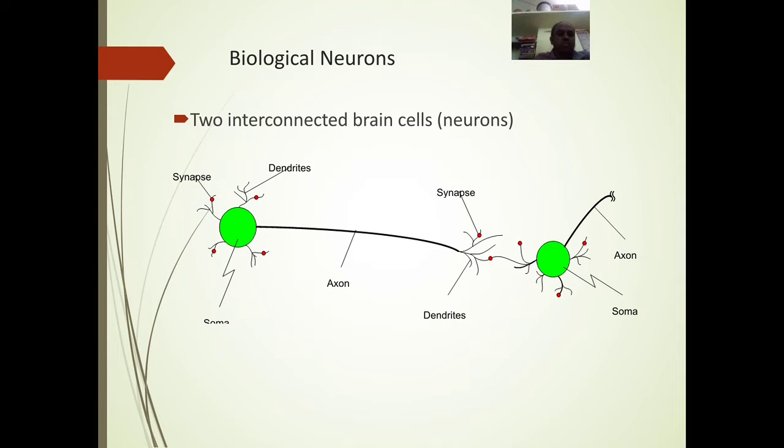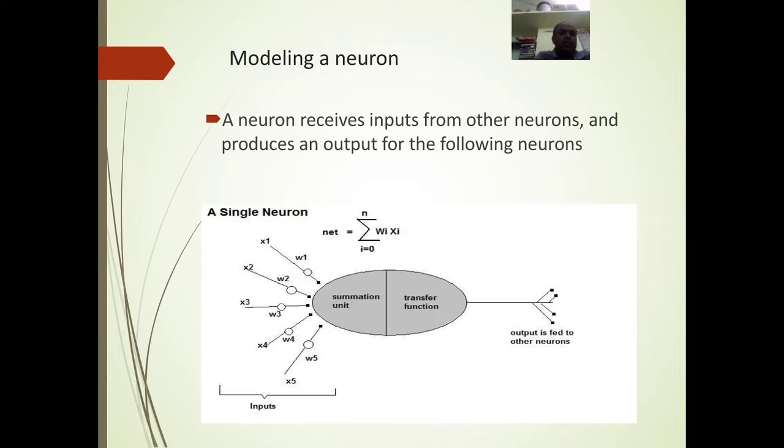and this is a simple biological diagram of neurons in the brain cells. So I think you are all learning the biology. Then this is a modeling of a neuron. So a neuron receives inputs from other neurons and produces an output for the following neurons.